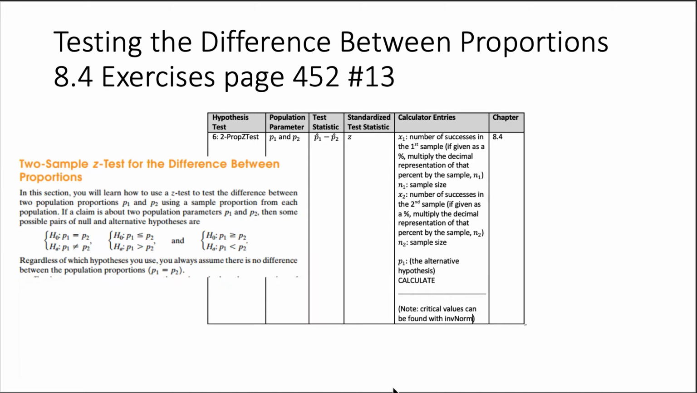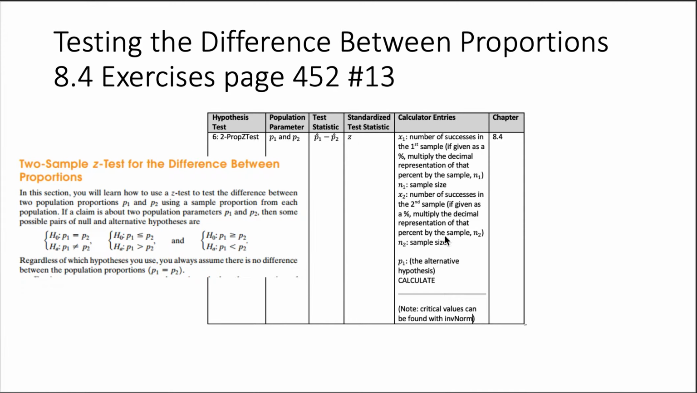Okay, we're going to be testing the difference between proportions. This is from section 8.4, exercise number 13 from page 452 in your textbook. One thing you need to know about testing the difference between proportions is that there are no means involved. If you look at your little cheat sheet here, these are all proportions. Your test statistic here will be a z.